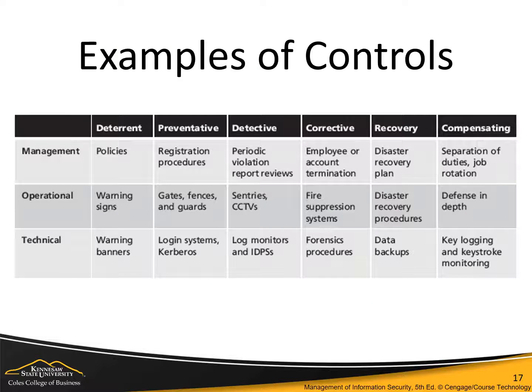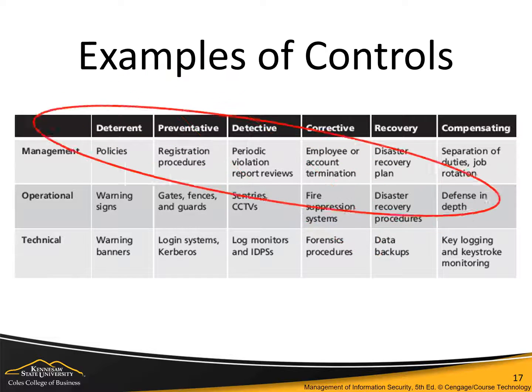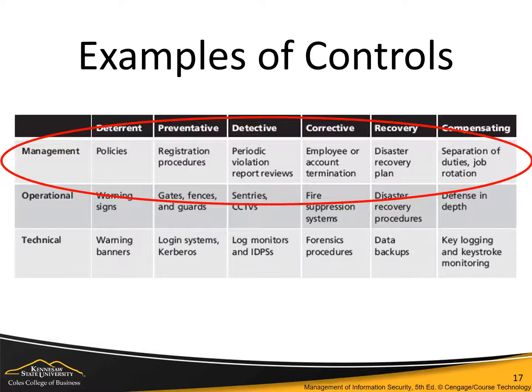Putting the categories and controls together, we can take a look at each. At the management entity or level, deterrence could include published policies prohibiting activities. You can't do something. Preventative measures like requiring registration before you can log in. Detective controls that publish periodic violation reports where someone got into your system. Corrective measures that terminate the employee's account upon termination from the organization, even if it's a planned and peaceful exit. And recovery measures such as a disaster recovery plan, followed by compensating controls that separate duties into multiple parts. I don't have access to the entire Coke trade secret recipe. It's divided among multiple people.